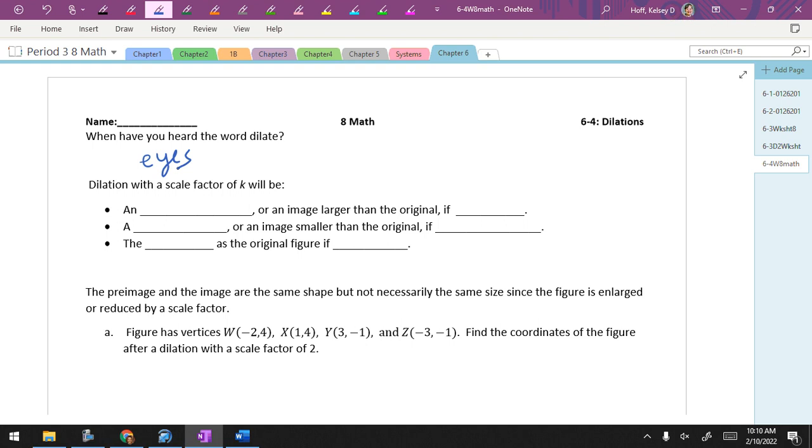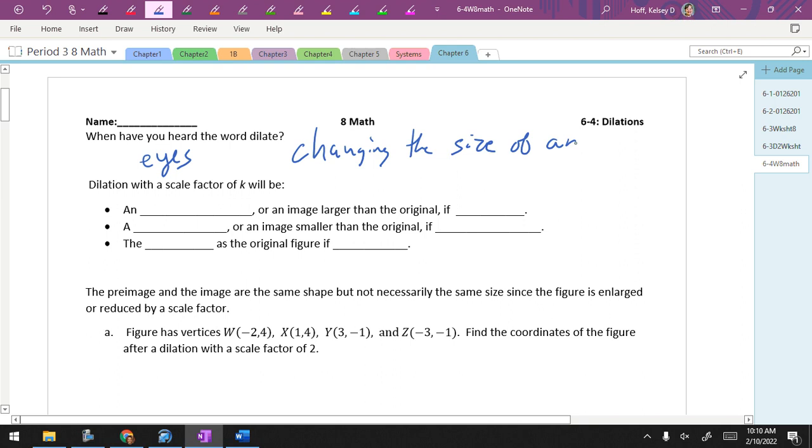Okay, so when dilations happen, it's changing the size of something. The pupil of your eye is staying a circular shape, but it's getting larger or smaller. That's our last transformation today: we are making an object larger or smaller. We're changing the size of an image. If it was a square, it's going to stay a square. If it was a triangle, it's going to stay a triangle, but it's going to change size.